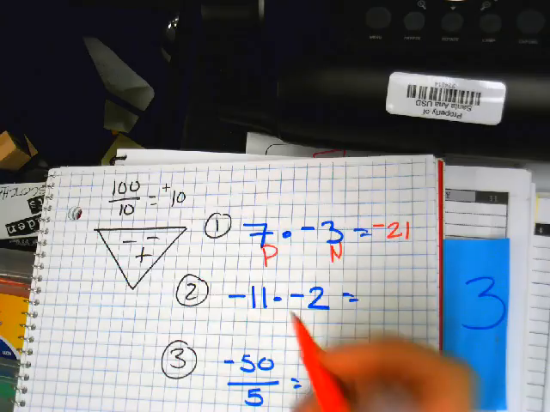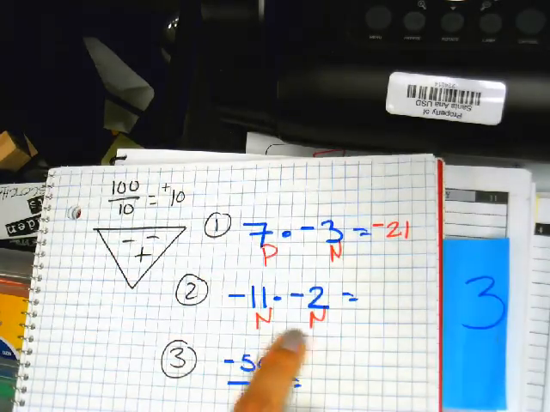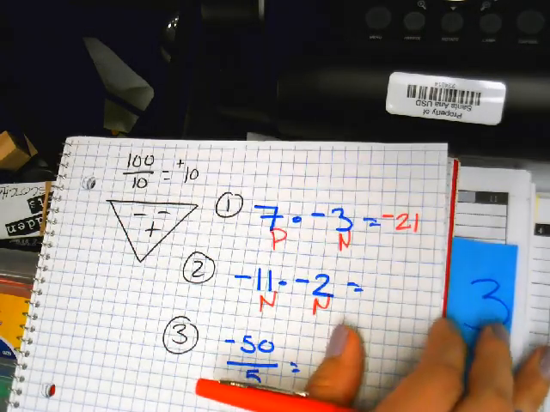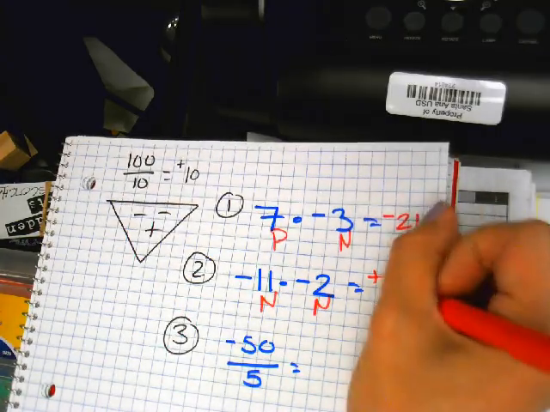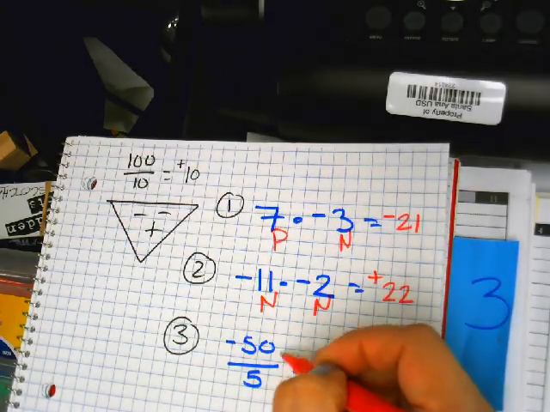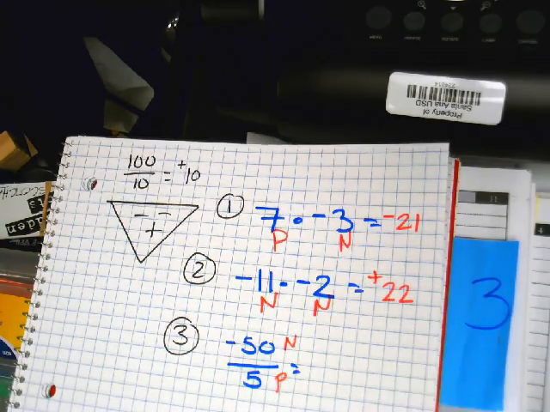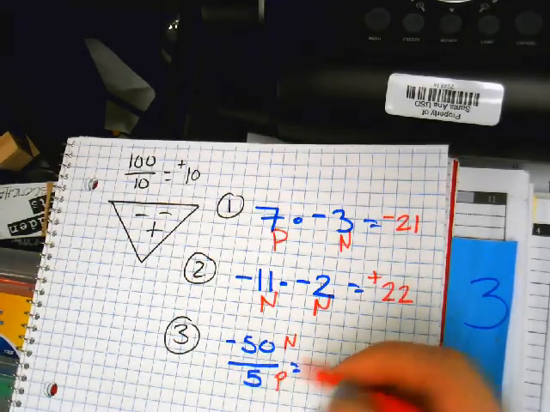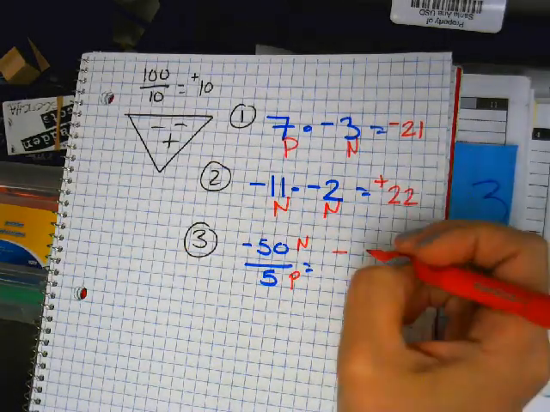Okay. Number 2, negative, negative. Are they the same letters or different letters? Same. So what can I answer if they're the same? Positive. What's 22 times 2? Positive 22. Number 3, this is division. This is a negative. This is a positive. Same letters or different letters? Different. So what is that going to give you? A negative. And then what's 50 divided by 5? Negative 10.